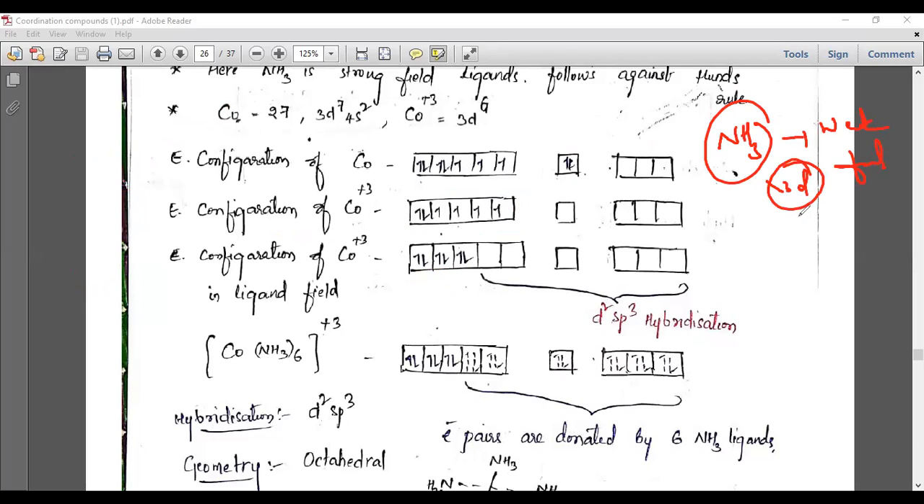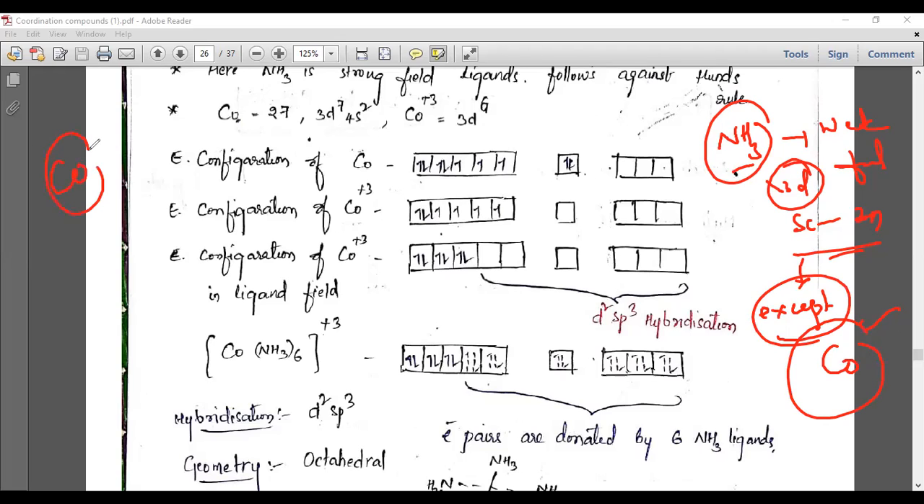For whatever is in the 3d series, that is scandium to zinc, generally ammonia is a weak field ligand. But there is an exception. There is an exception for cobalt. Cobalt. Remember this point, very very important.